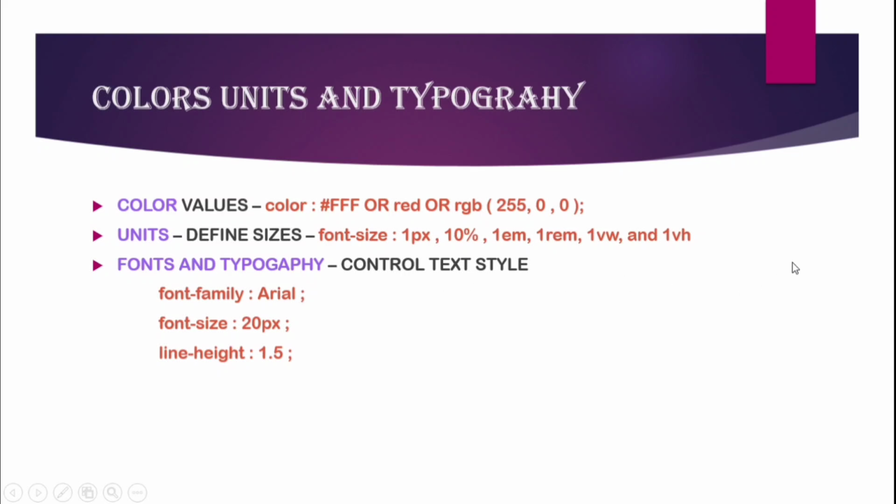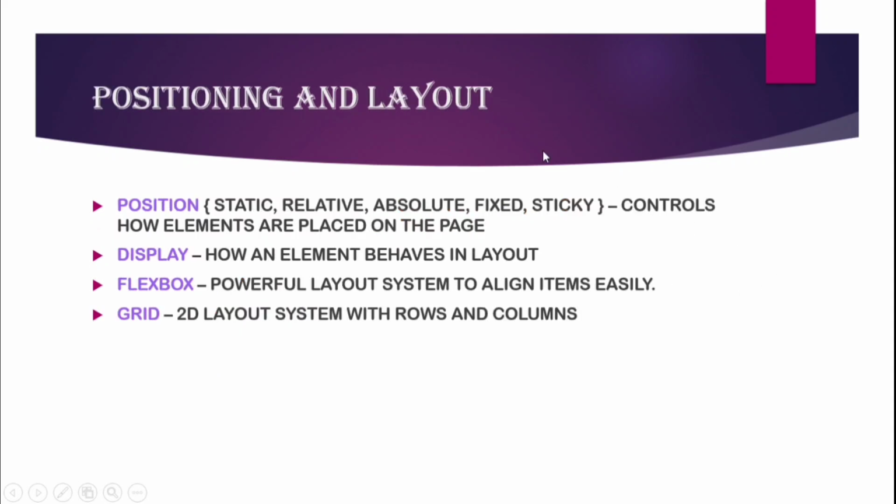Then we can go to the next one, that is positioning and layout. So position is nothing but how you want to position your elements, like the image that you have added to your website, or any box or blog post that you have created. For that you can use static, relative, absolute, fixed, or sticky. These are the position values that you have here.